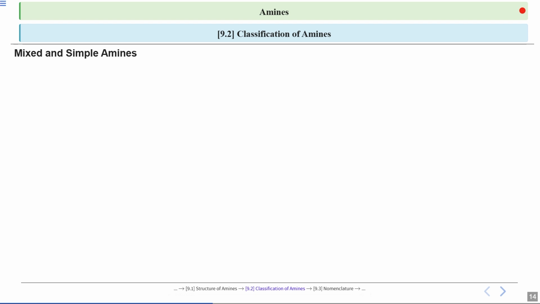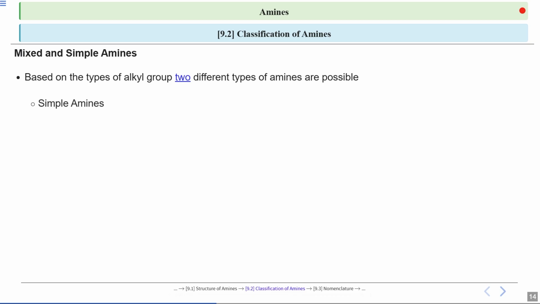Next, we will discuss different types of amines. Okay, so we will see about mixed and simple amines. First, notice that amines can be divided into two main types depending on the kind of alkyl groups that are attached to the nitrogen. So they are mixed and simple amines. First, we will talk about simple amines. In simple amines, all the alkyl or aryl groups that are attached to the nitrogen atom are the same.